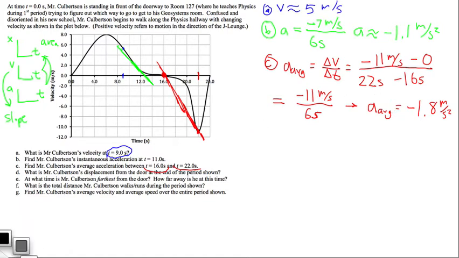All right, let's find a new color, well, I'm running out of colors. So we'll go back to blue.